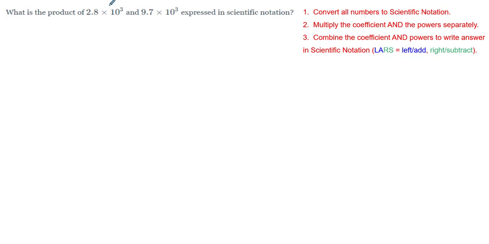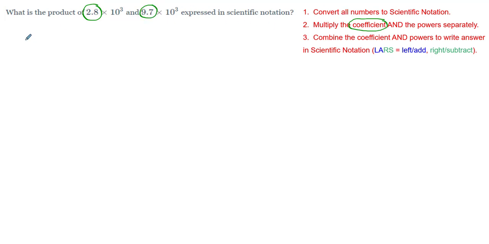What is the product of 2.8 times 10 to the power of 3 and 9.7 times 10 to the power of 3? So step number 1, convert all numbers to scientific notation. This is nice. They're already in scientific, so thank you for that. Number 2, we want to multiply the coefficients. And just a reminder, the coefficients are the numbers before the power. So right here, this is a coefficient of 2.8 and a coefficient of 9.7.